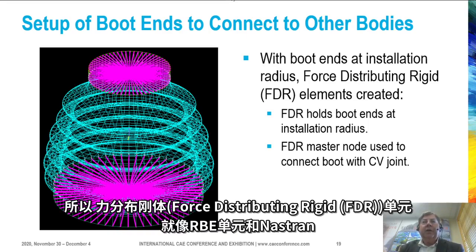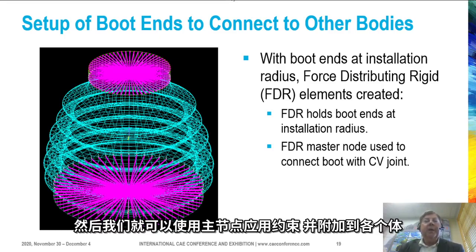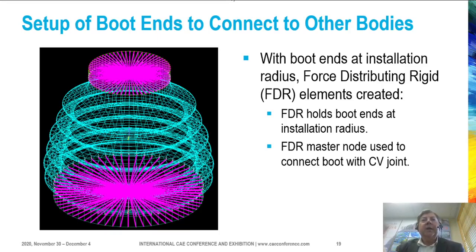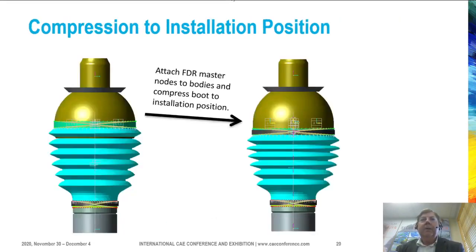So a force distributing rigid element is like an RBE element in Nastran, and it just fixes all the outer nodes to a master node in the center. And then we could use the master node to apply a constraint to attach it to the respective body, whether it was the shaft or the bell housing, and that locked in the ends of the boot properly.